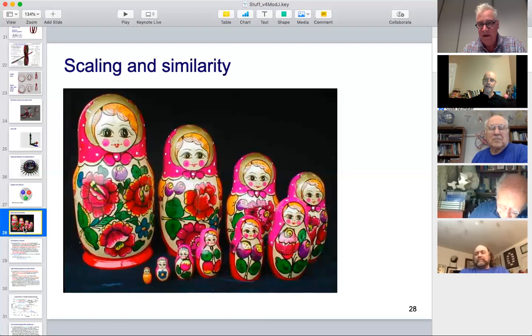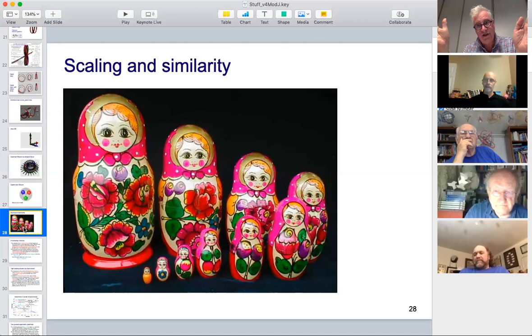Right, scaling and similarity. The thing is that science really scales all the way up. Electromagnetism scales from the very, very small, as far as we know, to the very, very large, to the universal scale, down to sub-nuclear scale. So you go all the way down, all the way up. So let's have a think about that.